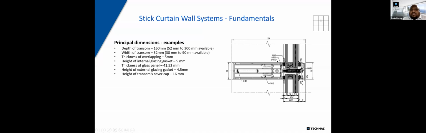Like the previous slide, we have similar criteria for the internal glazing gasket, the external glazing gasket, and the height of the transom cap. But notice the shape of the transom cap. This is something very unique in Technal. The reason we've designed the transom cap this way is that if any water or rain hits the top of the transom cap, it nicely glides away from the external face. And notice the internal water, how the water is getting drained out. We'll talk about the field drainage in the coming slides. So keep an eye mark on this particular image for the next slides.